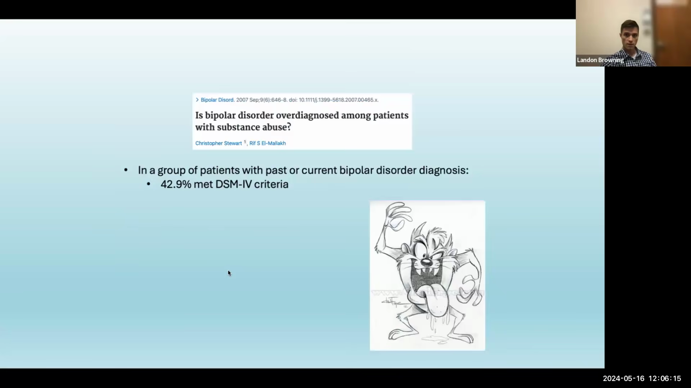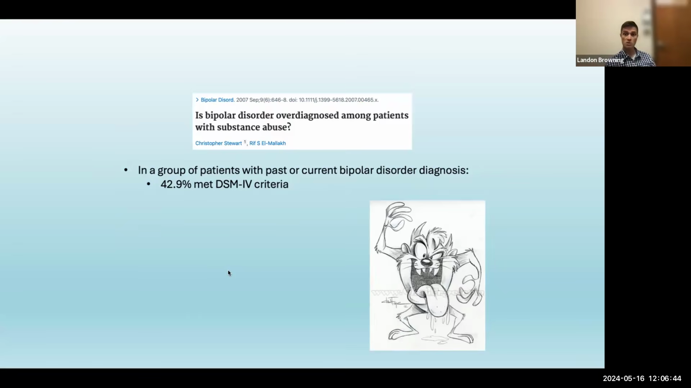In another study in 2007 called Is Bipolar Disorder Overdiagnosed Among Patients with Substance Abuse? Patients were recruited from a residential treatment facility for substance use disorders. To qualify for the study, patients had to be currently treated or have past treatment for bipolar disorder by a psychiatrist. Out of 21 patients, 42.9% of them met DSM-4 criteria for bipolar disorder using the SCID. And they conclude, in some settings, bipolar disorder may be overdiagnosed.